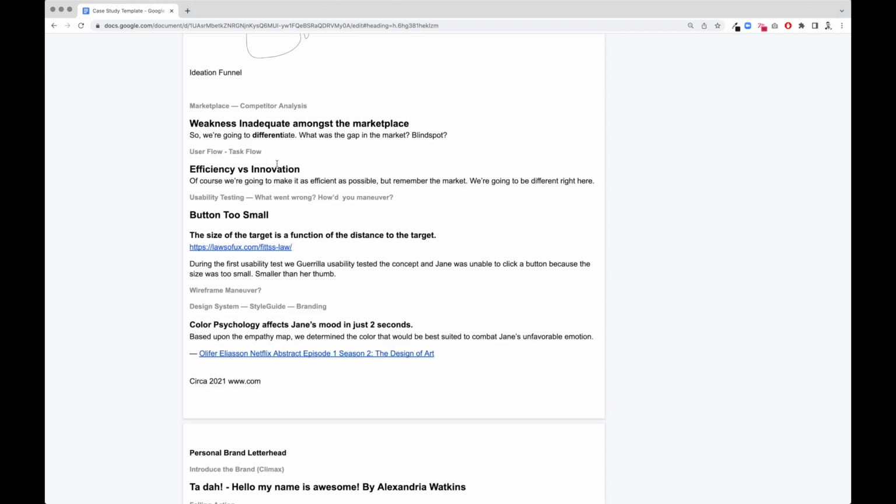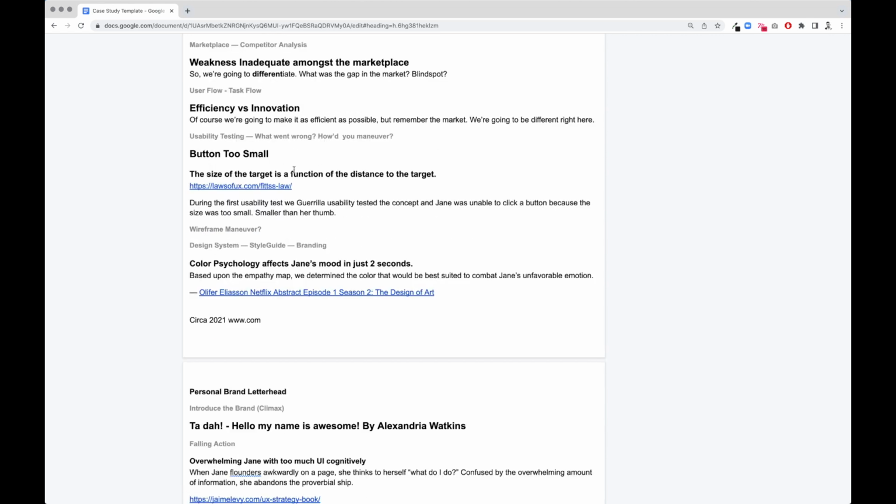We talked about the user flow, and the task flow is kind of like a marketing funnel or a sales funnel, but with product design, we're really focused around engagement. And so we want to know what is the innovation, what is the efficiency in the user flow. We want to know what part of the flow you are specifically focused on and what went wrong and how did you maneuver. This way we know you're not targeting the entire flow, you're only targeting a small portion of it, and that's what you'll usability test.